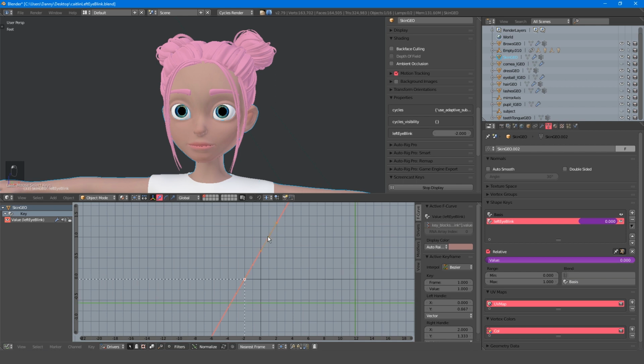Then I'll select the second keyframe, and again we only need to change our input since our output is already where we want it. So I'll change the frame to 2. So just to clarify, when our input is at minus 2, our output is at 0. And when our input is at 2, our output is at 1. This results in our driver now behaving as it should.